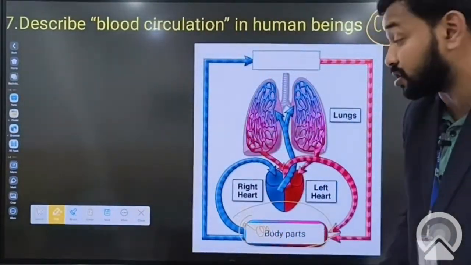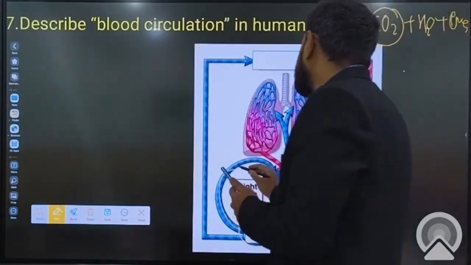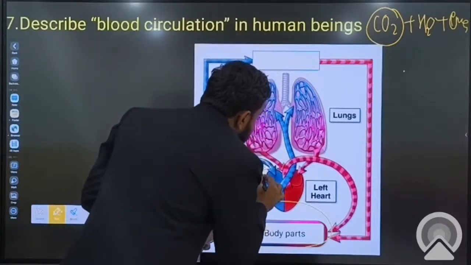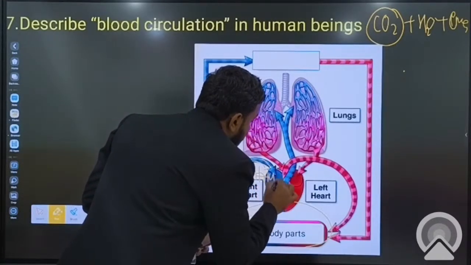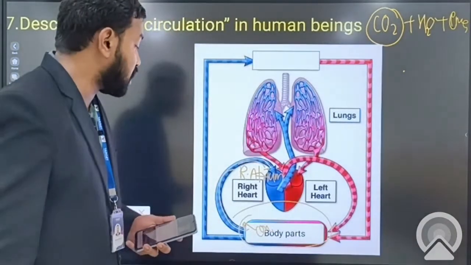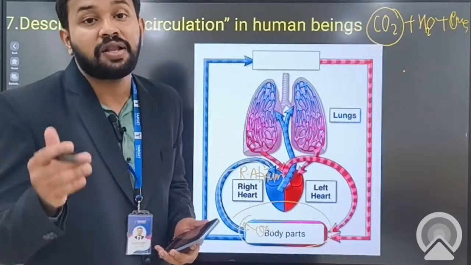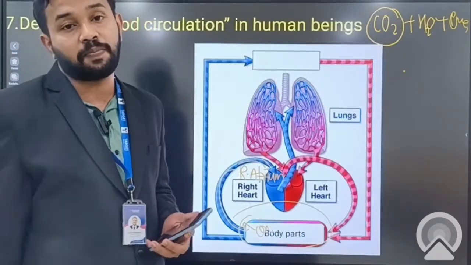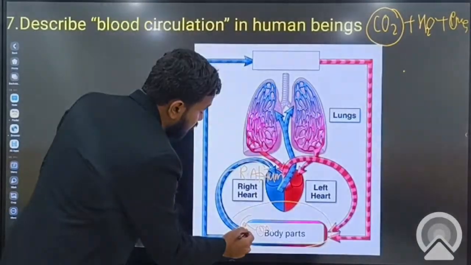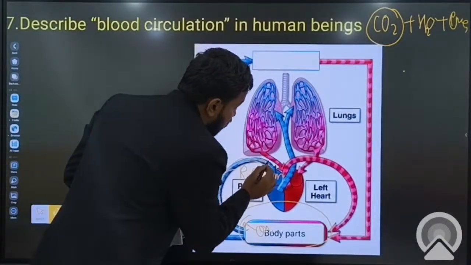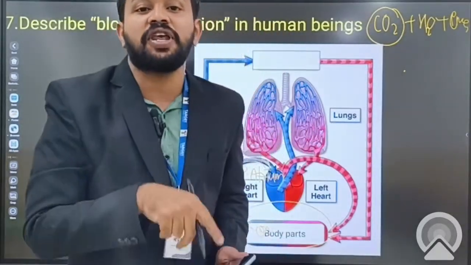And what will happen there? The CO2 from various parts is entering the right atrium. When the CO2 is present in the blood, it is called deoxygenated blood, which is represented by these blue colors. The deoxygenated blood is reaching the right atrium through the superior and inferior vena cava.